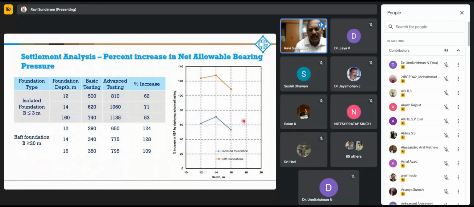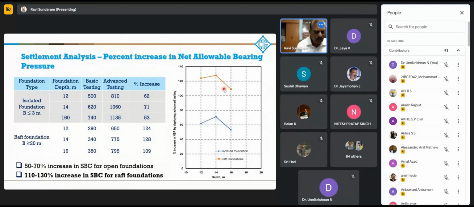So this is the increase you can see for isolated foundations. You are getting a 60 to 70% increase. For the raft, I am getting much more than 100%. So this means that I am going to use much higher bearing capacities, and I am more confident that those numbers are safe.